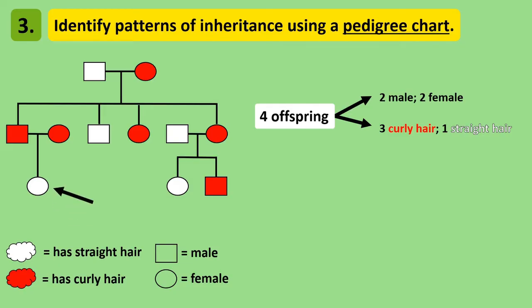What's interesting to note is that this female grandchild has straight hair even though both of her parents have curly hair. This proves that both of her parents are carriers of the straight hair gene, even though they don't express it. And this is why we say that traits can sometimes skip a generation.